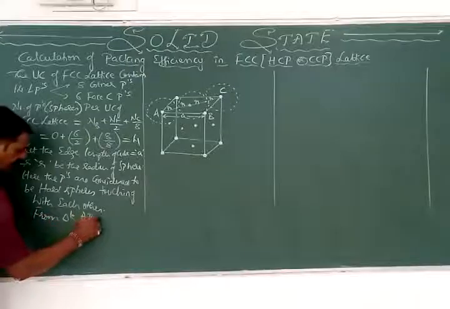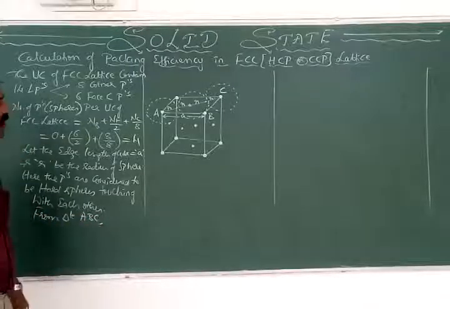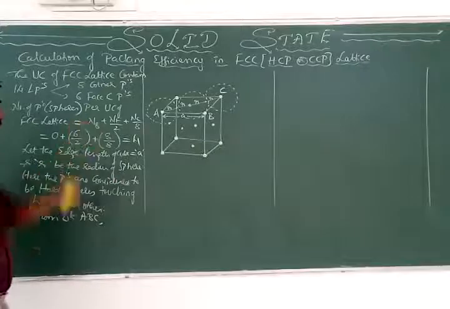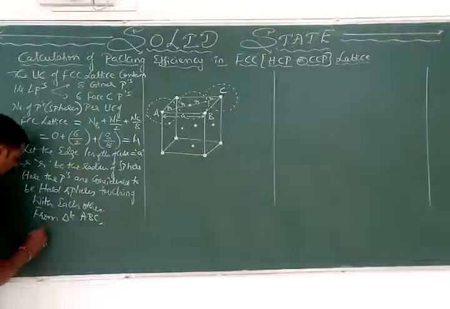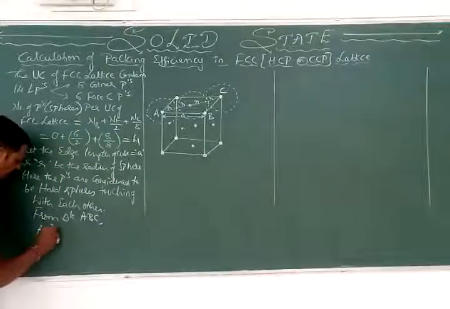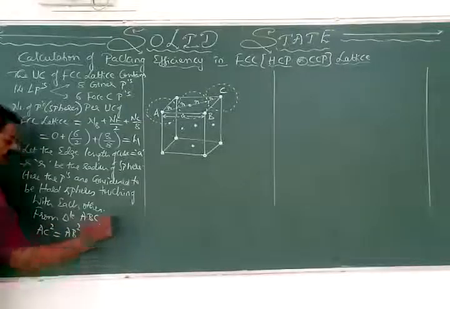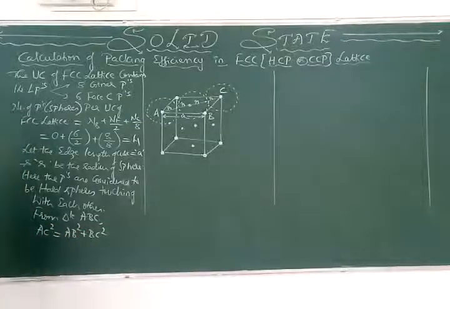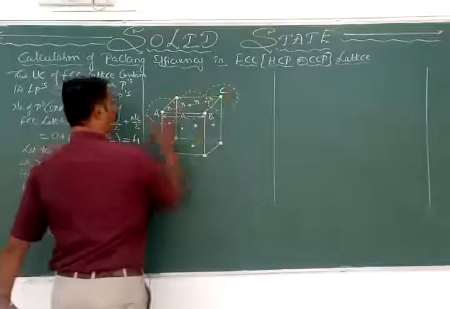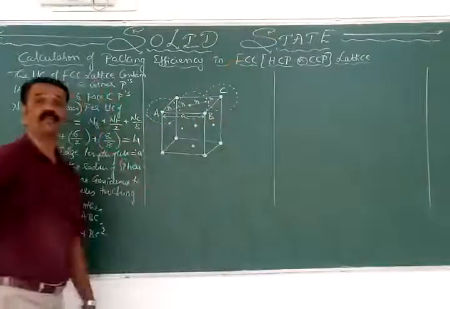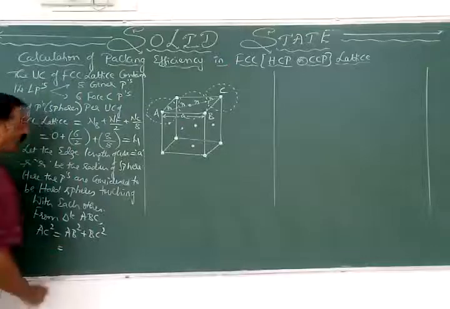ABC. From the triangle, what is that ABC here? According to Pythagoras' theorem, AC square is equal to AB square plus BC square. Okay? AC square is equal to AB square plus which one? BC square.